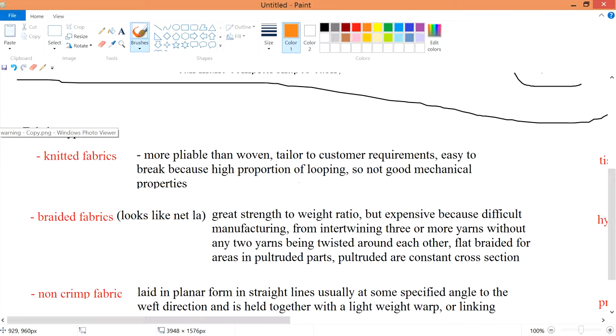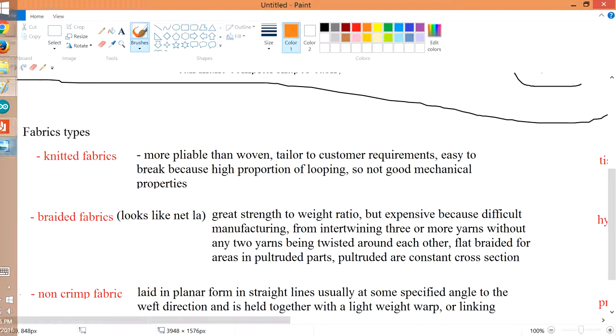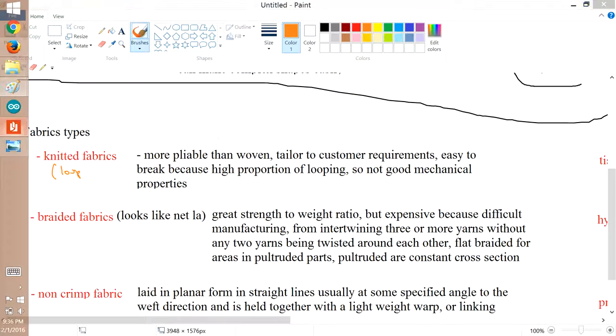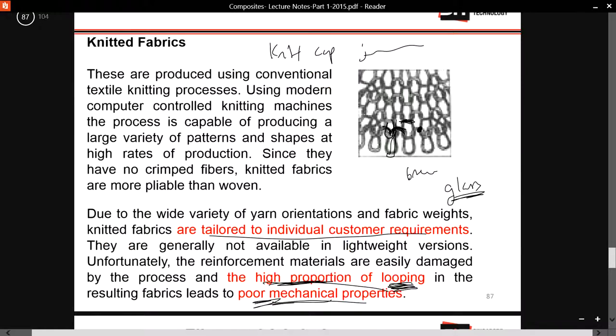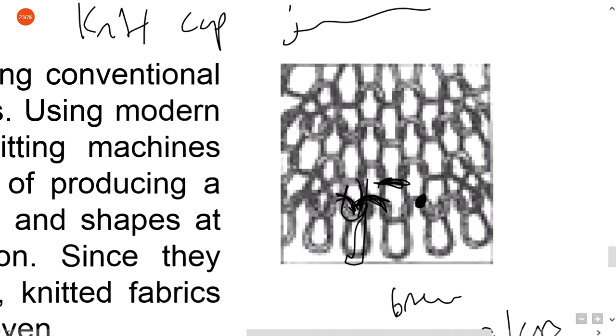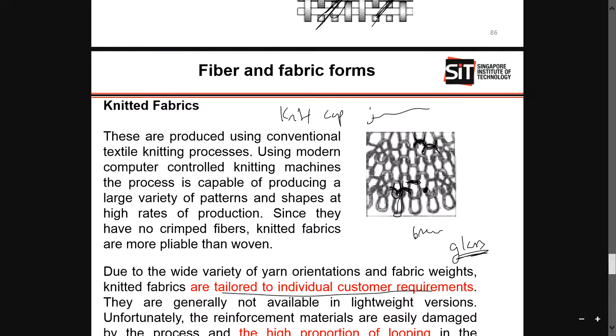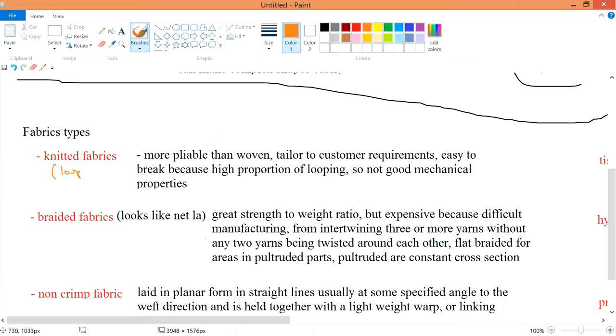So these are the different fabric types. You can knit it. Remember the keyword for knitting is the loop. If you take a look at the fabric of this one, you are connecting your fibers with a loop, you see, you weave them all together like that. So it's a knitted fabric. For the knitted one, the looping causes a problem, you should take note of it.